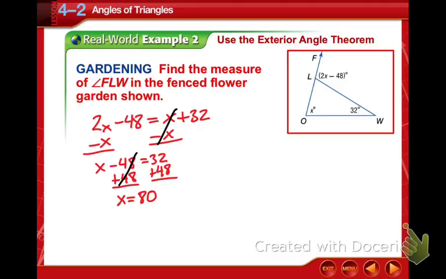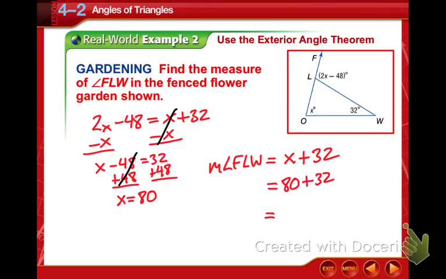For me, I think the right side of our original equation, 2x minus 48 equal to x plus 32, since they're equal, we can use either one, even though we're trying to find the measure of angle FLW, which is where the 2x minus 48 is. But since we know they're equal, we can do either side. So the measure of angle FLW is equal to x plus 32, which is equal to 80 plus 32, or 112.